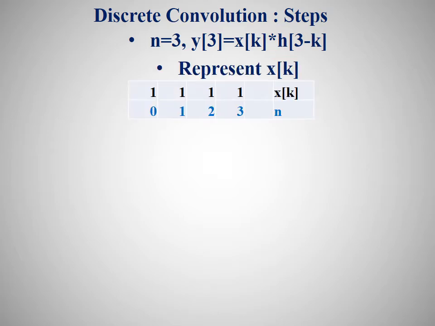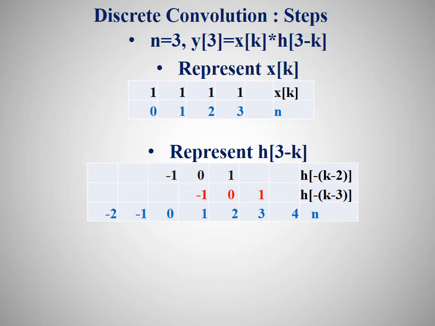Represent x of k, which means it is 1, 1, 1, 1 at 0, 1, 2 and 3, and h of 3 minus k is obtained from the previous stage, as can be seen in the previous case. That is, earlier it was minus 1 at 0, 0 at 1, and again 1 at 2, which was h of 2 minus k, or as can be seen here, h of minus of k minus 2. So h of 3 minus k is going to be just shifting all these values by one position towards the right, which is what we do.